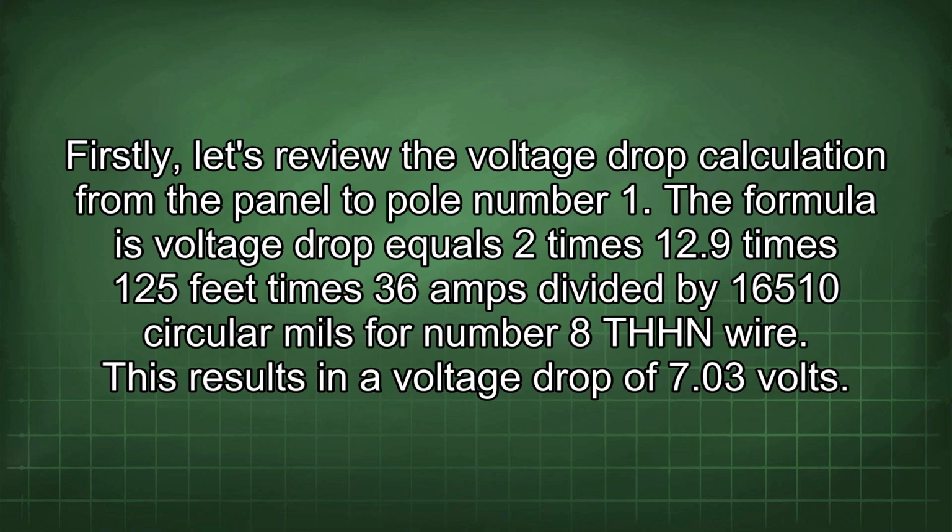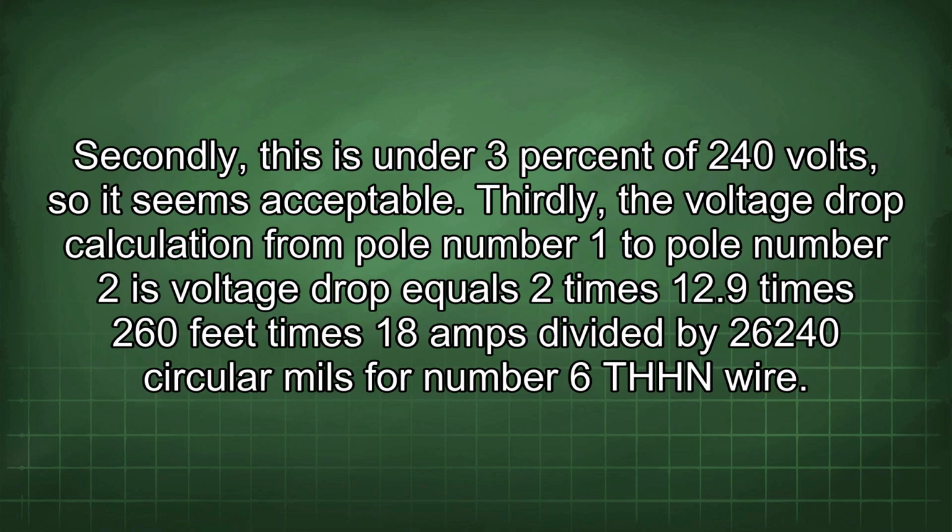The formula is voltage drop equals 2 times 12.9 times 125 feet times 36 amps divided by 16,510 circular mils for number 8 THHN wire. This results in a voltage drop of 7.3 volts. Secondly, this is under 3% of 240 volts, so it seems acceptable.